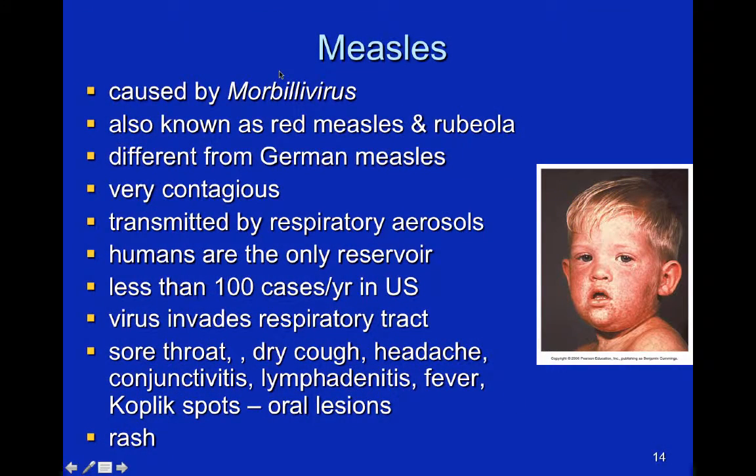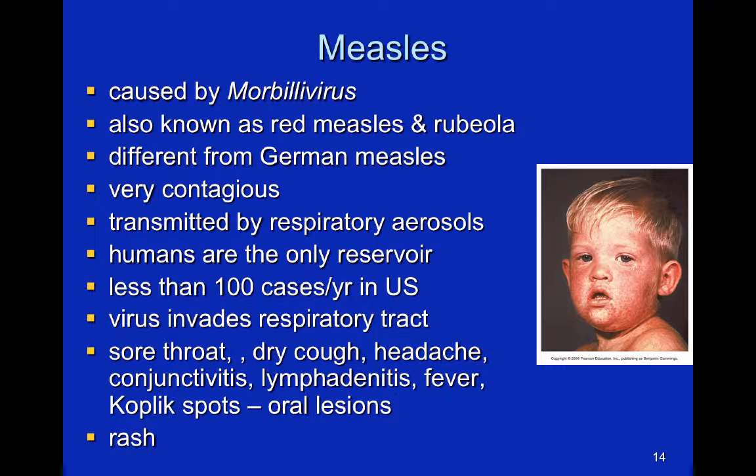And then on to measles. So there's a big difference between the virus that causes measles and German measles, right? So for measles, this is caused by the morbillivirus. It's also known as red measles and rubeola. Very contagious. Again, that MMR contains protection against the morbillivirus. It's transmitted via respiratory aerosols. Now we're seeing less than 100 cases per year, but this has since gone up with the wave of the anti-vax movement.